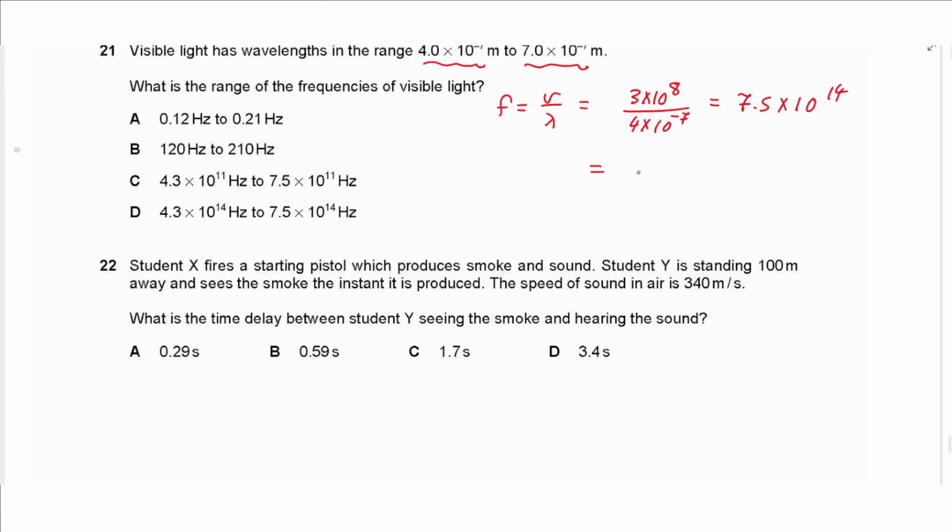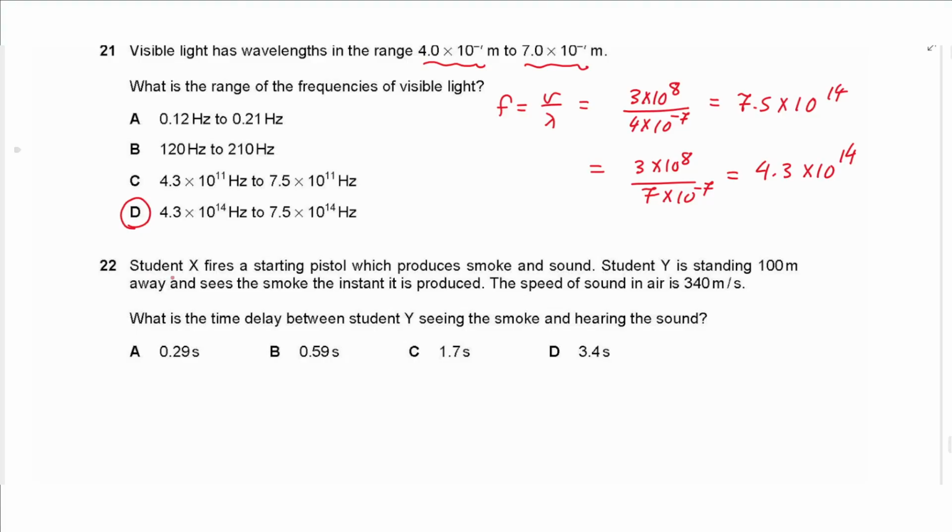And we do it for the other wavelength, 3 times 10 to the power of 8 divided by 7 times 10 to the power of negative 7. That gives an approximate answer of 4.3 times 10 to the power of 14. So the answer is D.